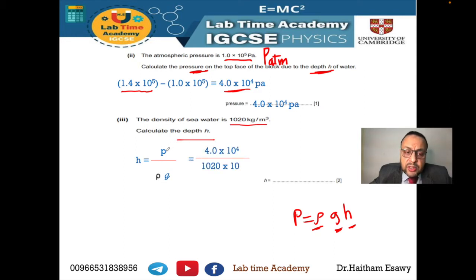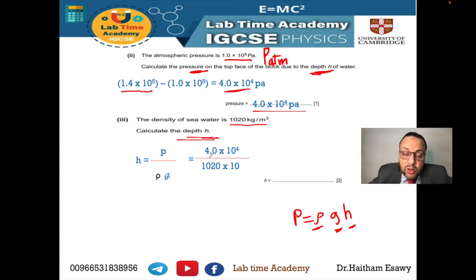What will be the pressure? Actually, here we have to use 4.0 times 10 to the power of 4 Pascal. This is the pressure due to the depth of the water. So we can't use the atmospheric pressure, and also we can't use the total pressure. Why? Because he asked me to calculate the depth h, so I have to use the pressure due to this depth. We got it from this question.